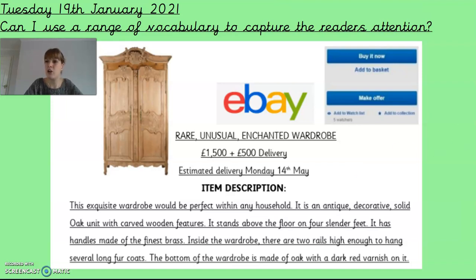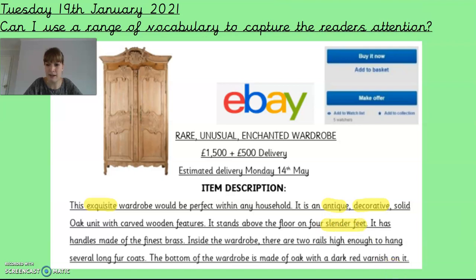Now, I like that a lot. I'm going to highlight some words, I'm hoping that you did just now, some words that I think are really good vocabulary and sort of make this even better. So, I think exquisite is definitely a really good word to use. So this exquisite wardrobe would be perfect in any household. It is an antique, we've got decorative, solid oak unit with carved wooden features. It stands above the floor on 4 slender feet.